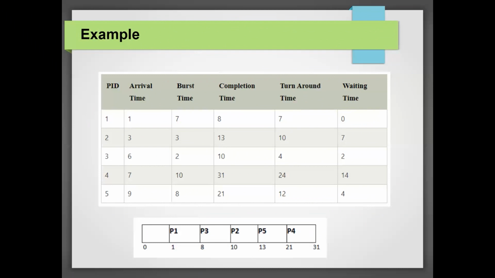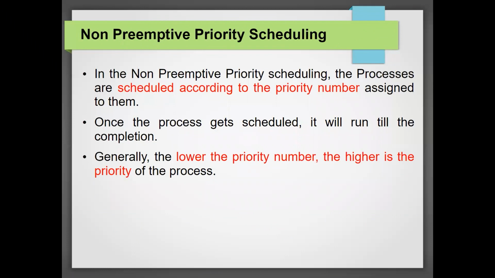So the next one we are going to see is non-preemptive priority scheduling. As of now we have seen 2 scheduling algorithms, FCFS and SJF. In both the scheduling algorithms, the input given from the user side is only process, arrival time, and burst time. But in the non-preemptive priority scheduling algorithm, we have to consider one more parameter called priority. Here each process will have its own priority along with the arrival time and burst time.